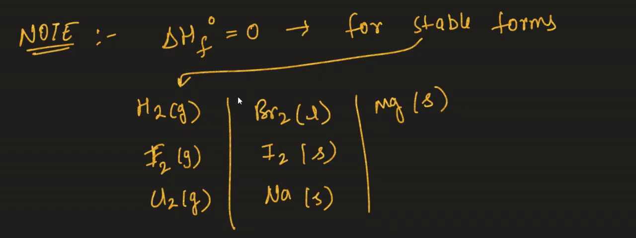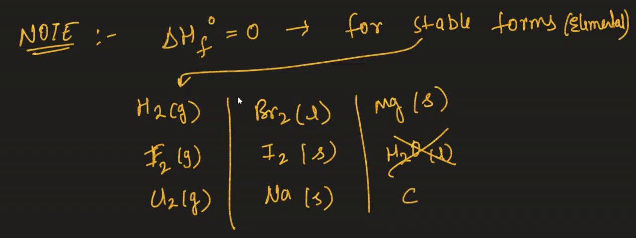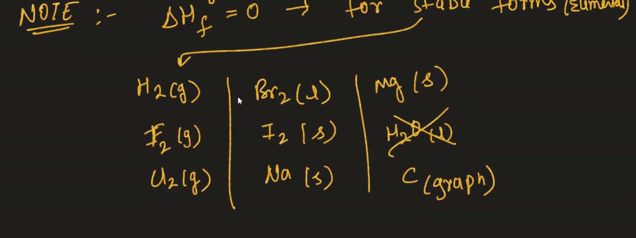One more thing about stable forms for elements, very important: elemental form. For example, if I take H2O, stable form of water is liquid, but you cannot take this example because this is a molecule. We have to talk only for elements. Next, carbon. What is the stable form of carbon element? Graphite. Graphite is a stable form of carbon. So these are few examples here, but there are few exceptions.